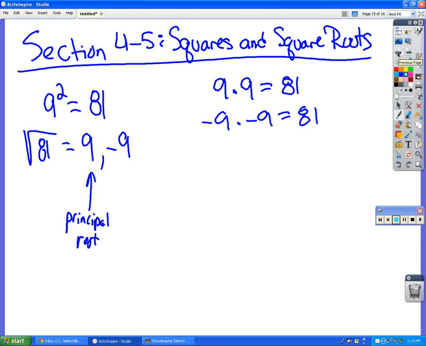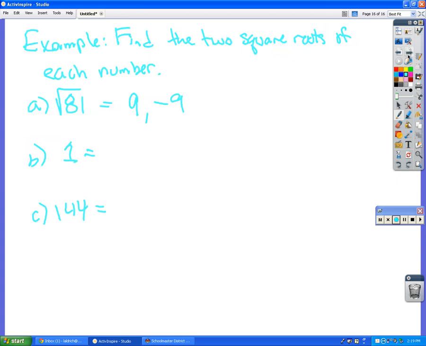It says 9 squared equals 81. Okay? Okay, now how about the square root of 1?